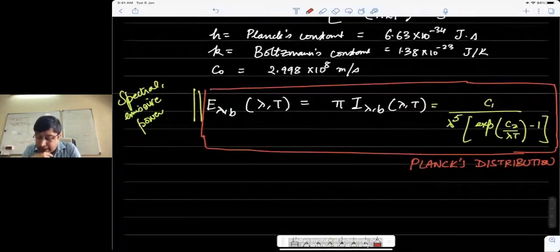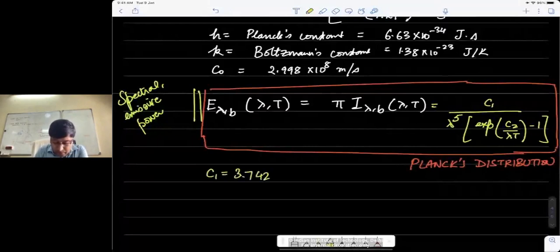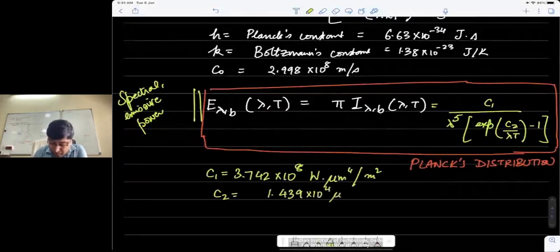Of course, now we'll look into another aspect of it. So here this constant C1 is 3.742 times 10 to the power 8 watt micron to the 4 by meter square, and C2 will be 1.439 times 10 to the power 4 micron Kelvin.